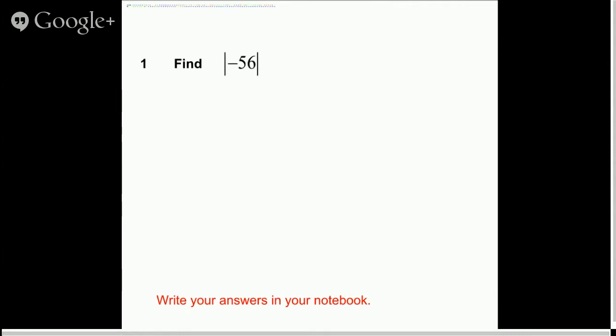Write your answer to this in your notebook. Go ahead and pause it. Pretty easy. The correct answer is positive 56. How about this one? Go ahead and pause it. Correct answer is positive 8. Write your answer to this one. Go ahead and pause it. Correct answer is positive 7.3.